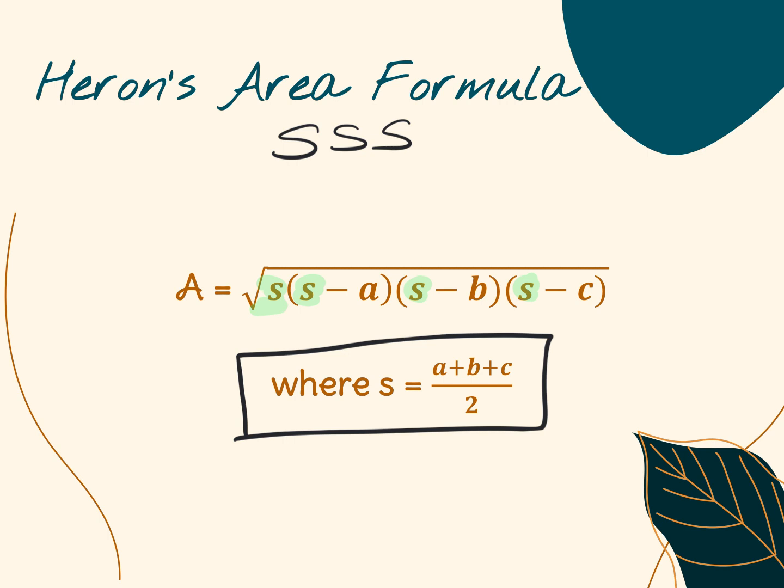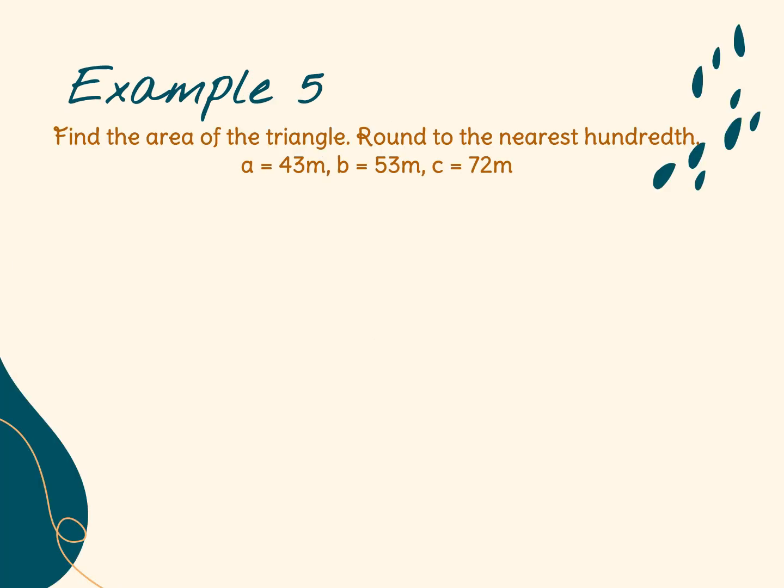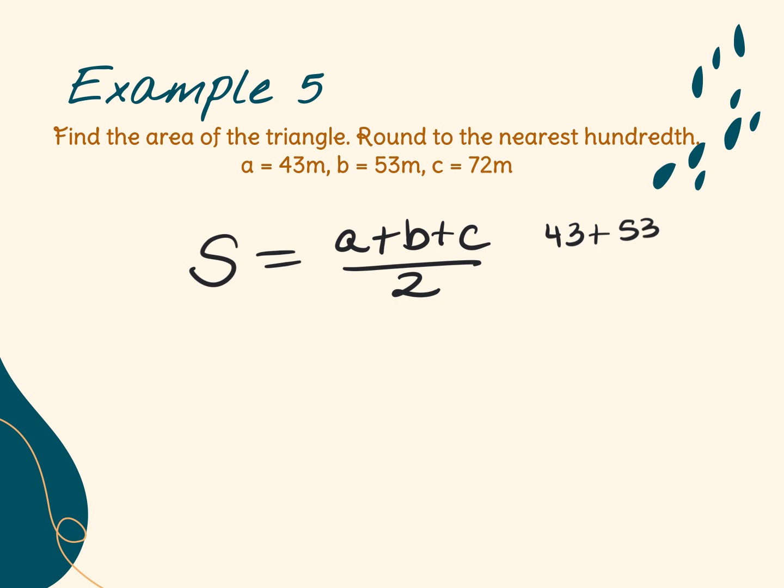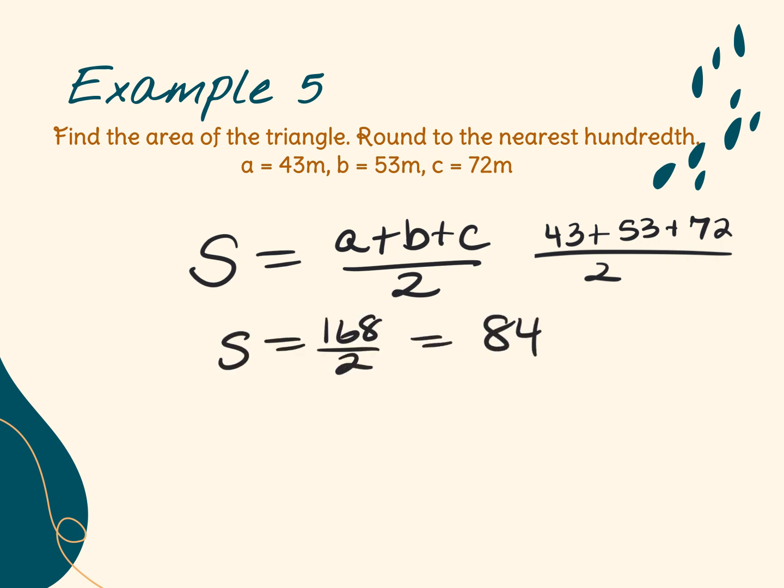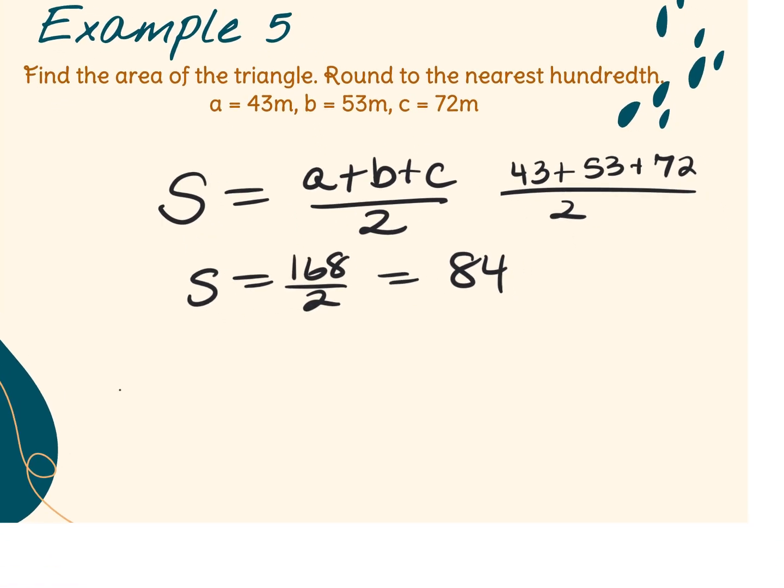So let's go ahead and try an example. So again, I'm going to be using my formula. I need to find the value of S first. So remember, it's A plus B plus C, divide by 2. So my A is 43, my B is 53, my C is 72, and then divide it by 2. Once I do all of that, I get 168, divide that by 2, and the value of S is 84. Now I plug it into the formula.